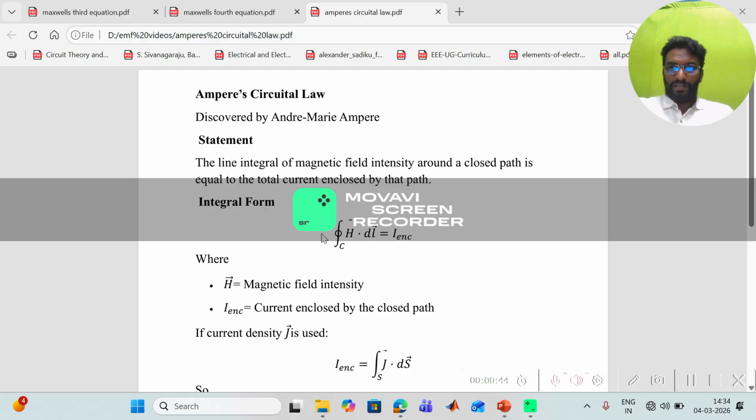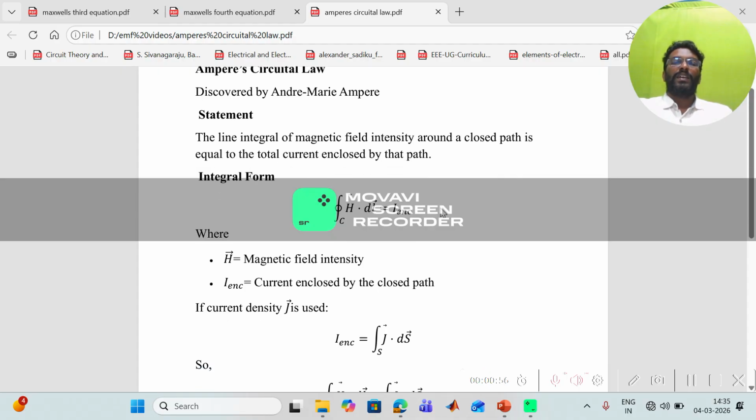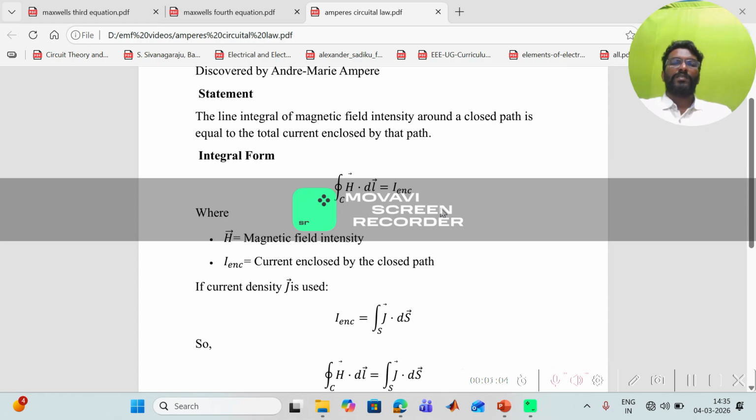So coming to the statement of this Ampere's circuital law, the line integral of magnetic field intensity around a closed path is equal to the total current enclosed by that path. So mathematically, closed integral of H bar dot dl is equal to I enclosed. Here H represents the magnetic field intensity, and I enclosed is the current enclosed by the closed path.